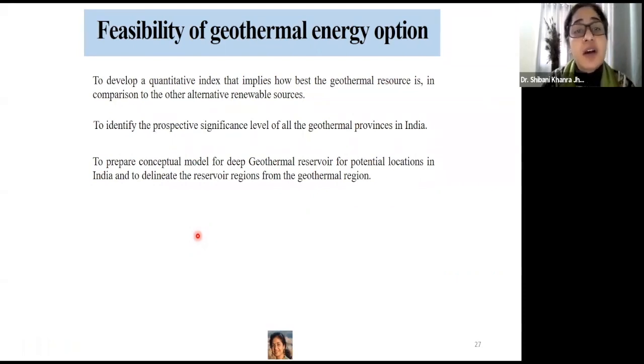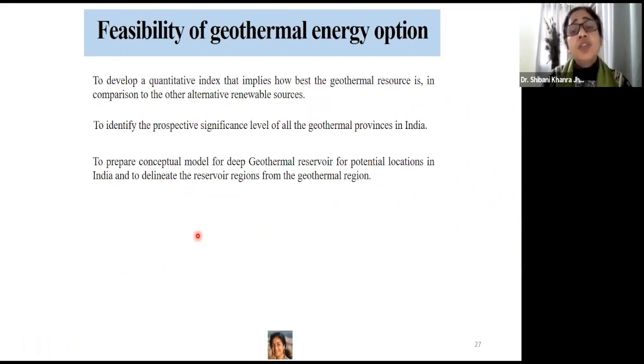A study was done by me and one of my research scholars, where a quantitative index was developed to show how geothermal resource is also a relatively promising alternative. And next, the prospective significance levels of geothermal provinces have also been studied to establish where and which field can be taken forward for the pilot study, if at all it is required.